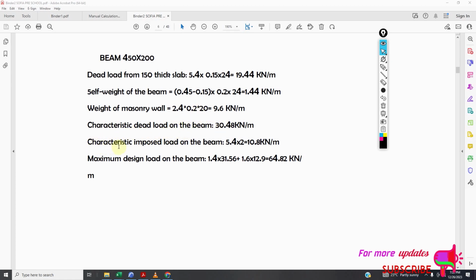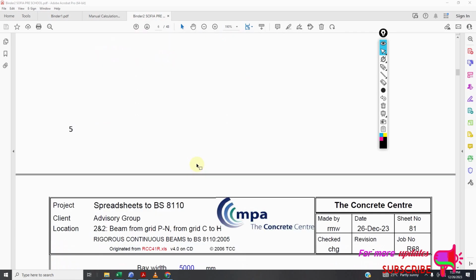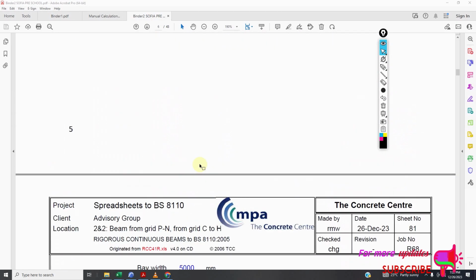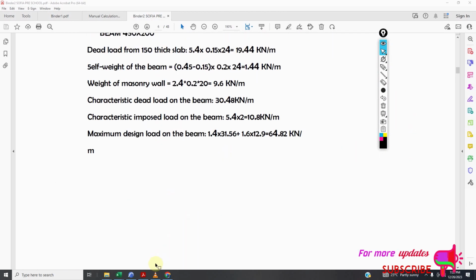Then you need to calculate the characteristic imposed load on the beam. This is especially important if you are going to design your beam manually in design spreadsheets, as I have shown in my previous videos. So let's begin.